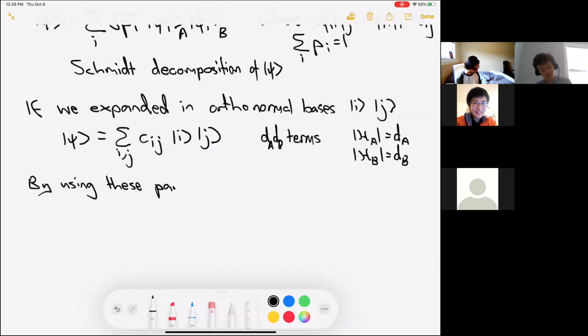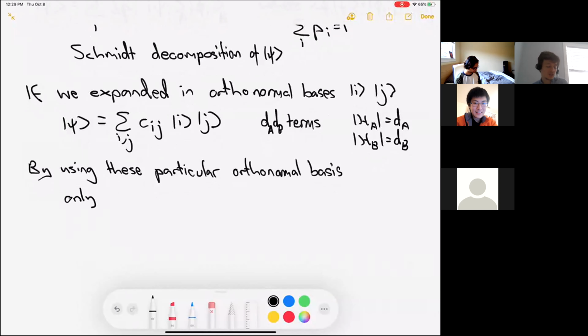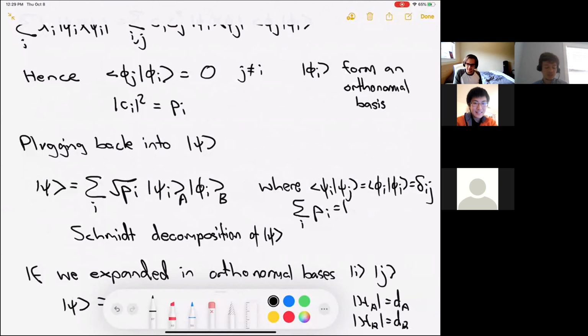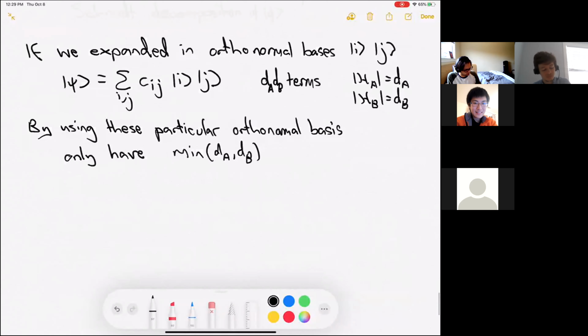By using these particular orthonormal bases, psi_i and phi_i, we only have the smaller of those two dimensions as the number of terms, right? Because we can only have at most d_B different phi_i's and at most d_A different psi_i's. Okay, so this is a much more efficient representation of the entangled state.